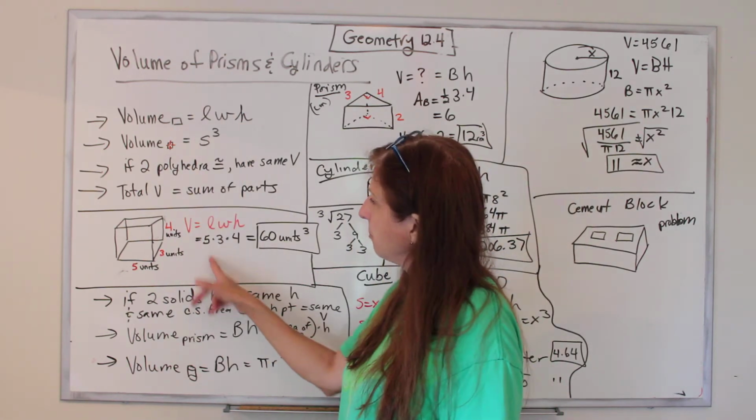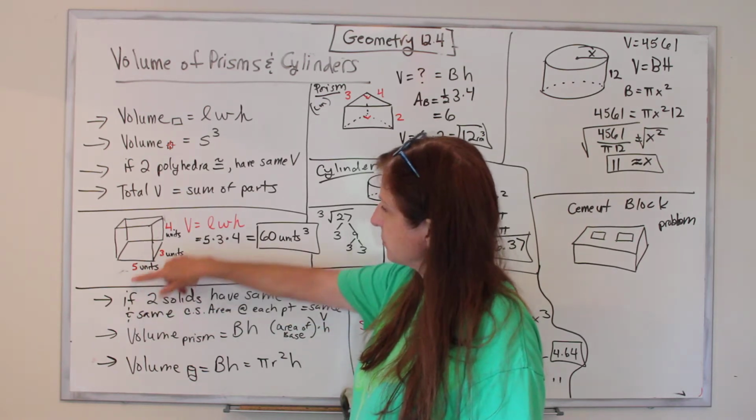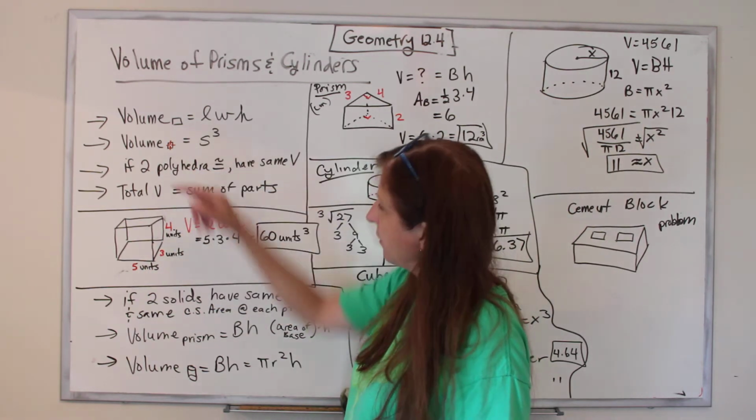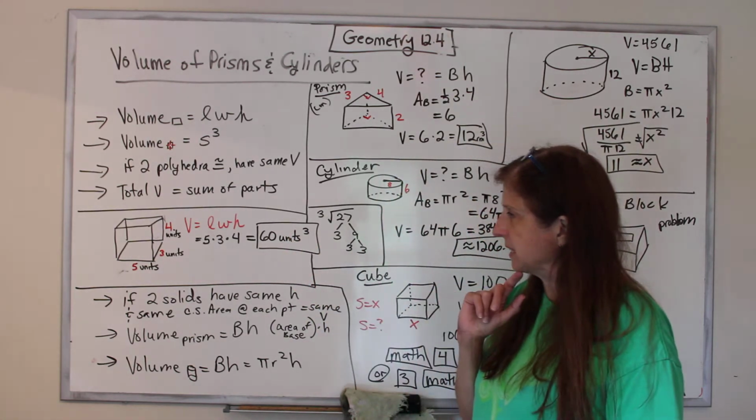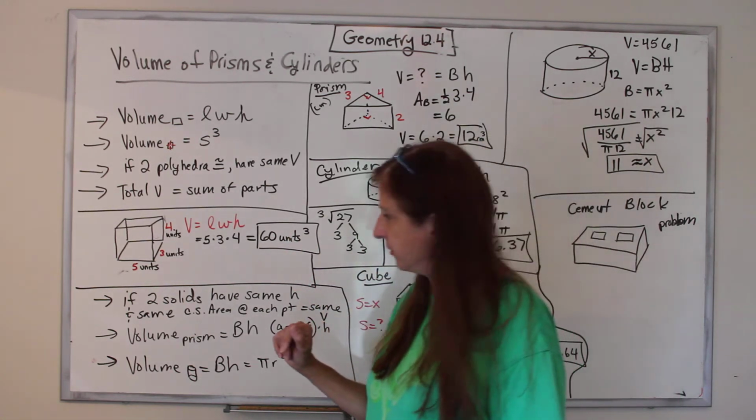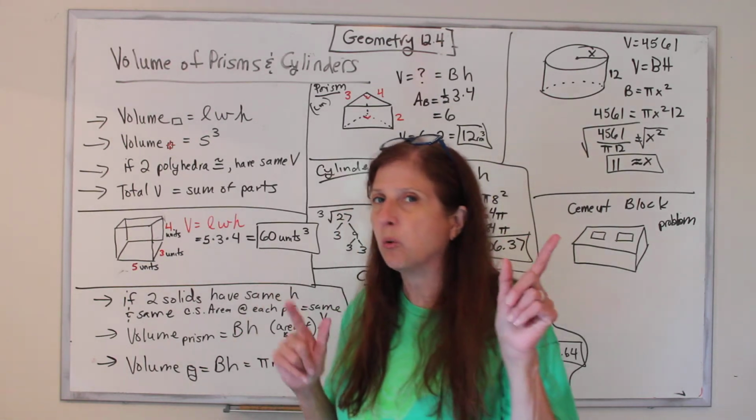Okay, so here's a problem. I have like a fish tank, and it's 5 units this way, 3 this way, and 4 that way. We multiply them together and it's 60 cubic units. 60 units cubed is how you say it. Normally if it's to the 3rd power we say cubed because we're the cool kids.